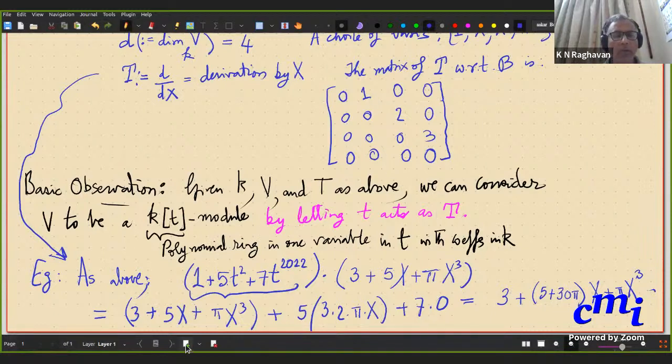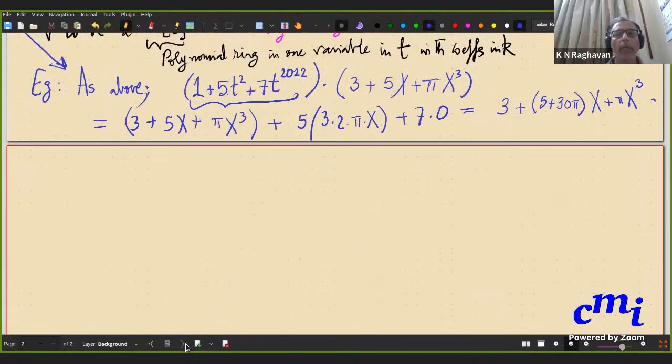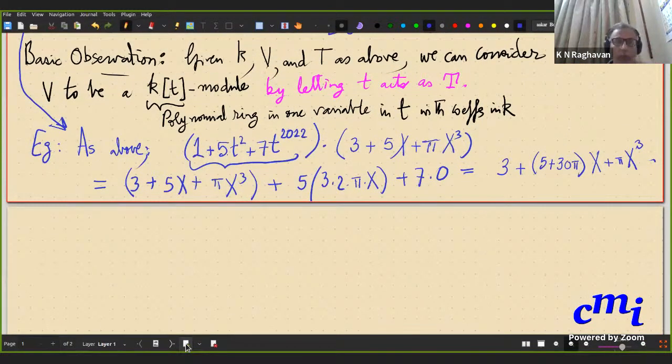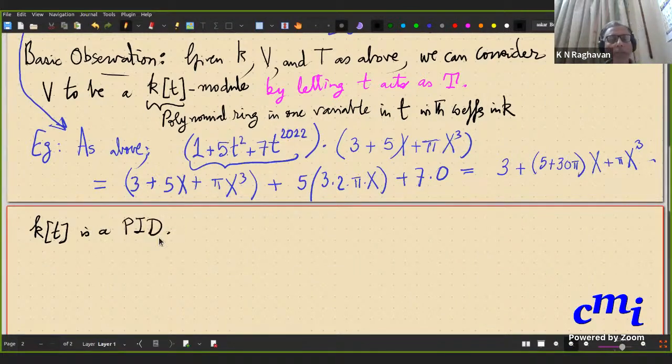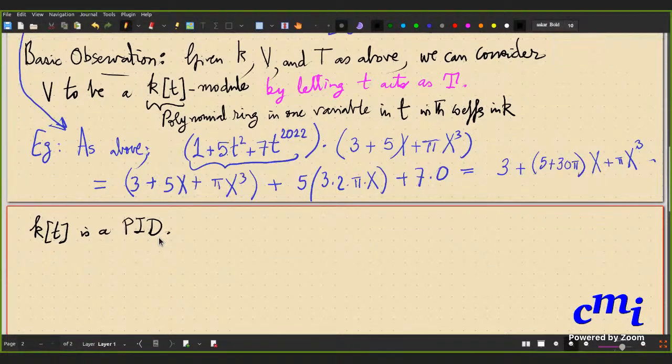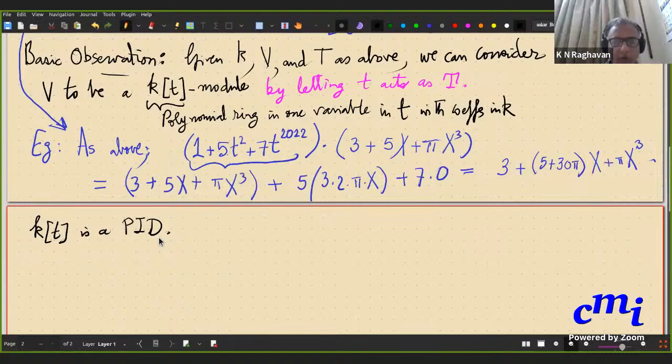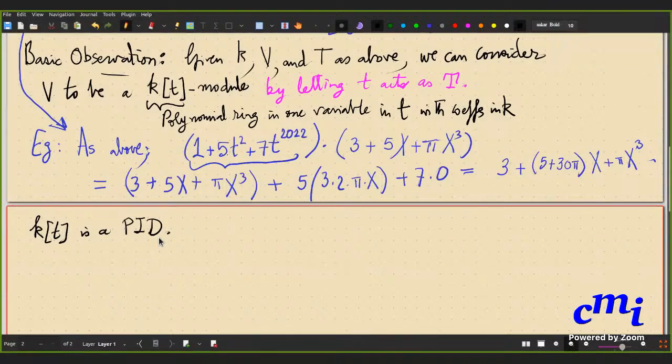Let me go to the next page. Okay. Now you see, the thing is, this is a PID. Now let's go back to this. So what we want to do is K[t] is a PID, right? And what is a PID? Can somebody please tell me? All the ideals have generators. No, yeah, okay. But before we get there, PID, what does that stand for? Principal ideal domain.